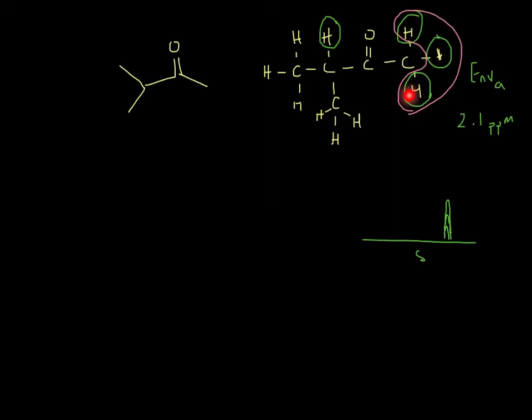In fact, for this environment, which I will call environment B, it's going to show up a little bit further to the left because it's got more methyl groups around it. It's got a little bit more business about it. So I'm going to guess that this one is going to show up around 2.4 ppm.